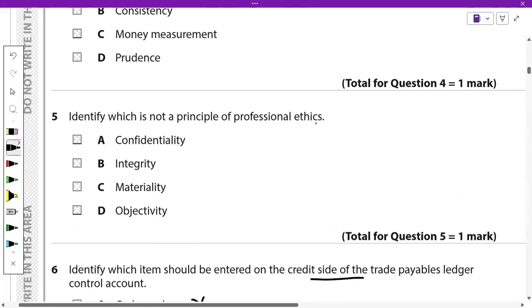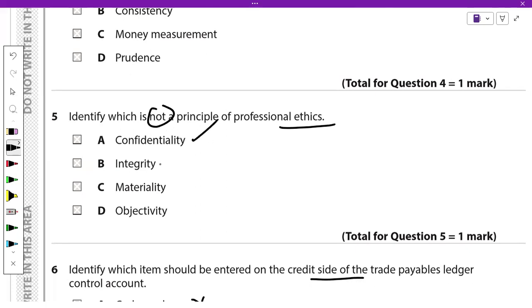Identify which is not a principle of professional ethics. Okay. So confidentiality is a principle. We have to find out which is not a principle of professional ethics. This is a principle of ethics. This one is your accounting concept. This is not a principle of professional ethics.